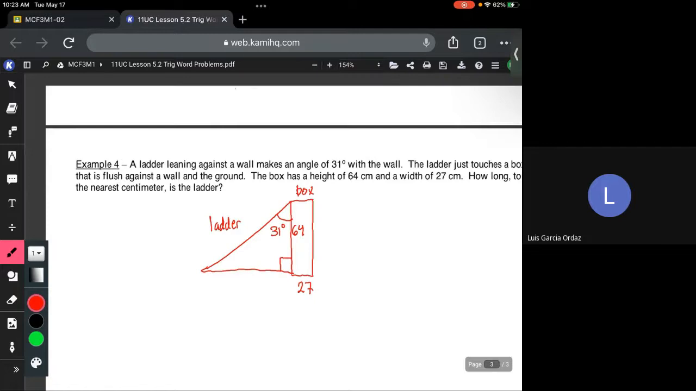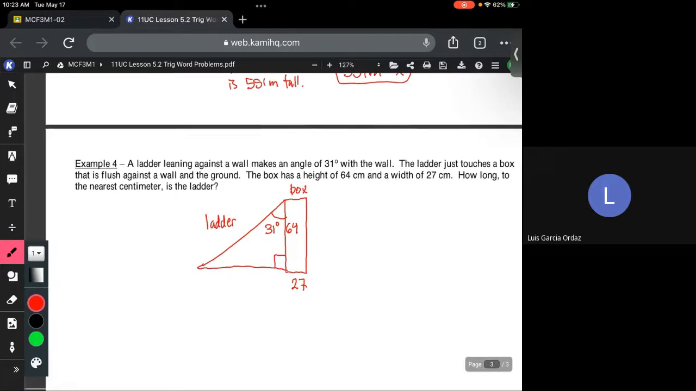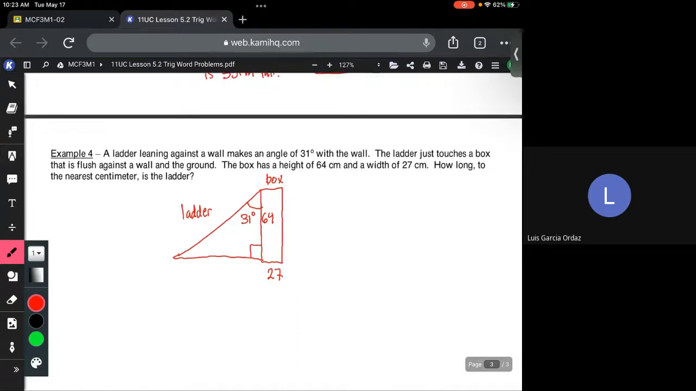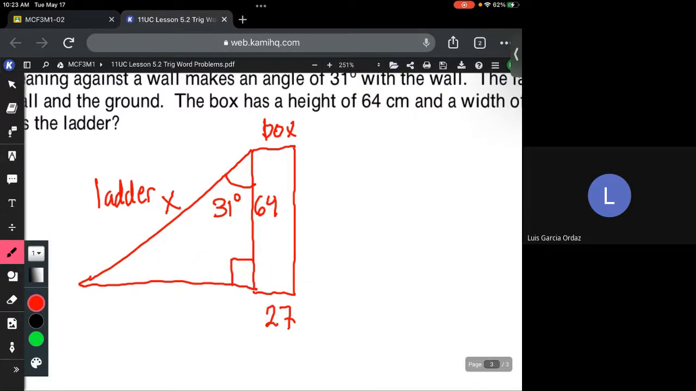Well, let's see. What's the question asking us to do? How long is the ladder in centimeters? So what part of the triangle are we supposed to find? The hypotenuse. So what piece of information is useless about the box? The 27. Okay. I do not need the 27 to find the length of the ladder because I just really need the height of the box to help me find it.